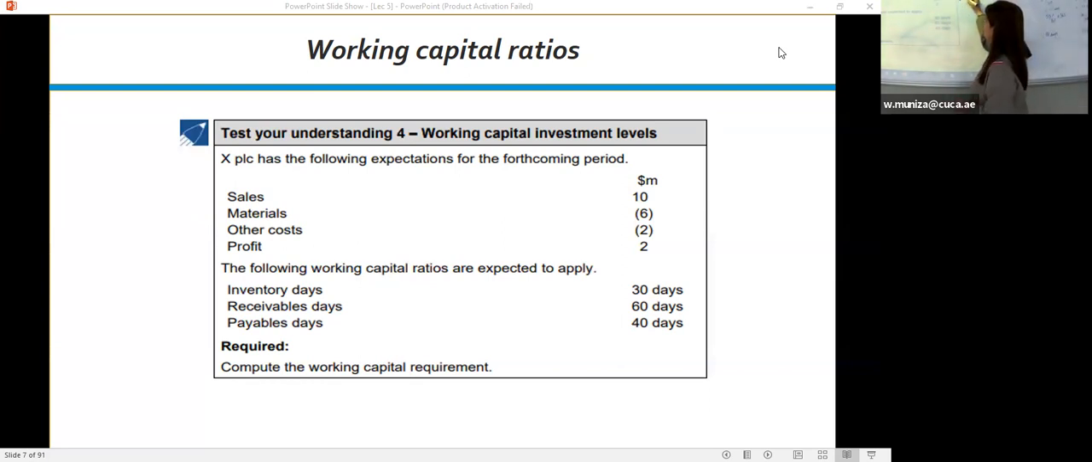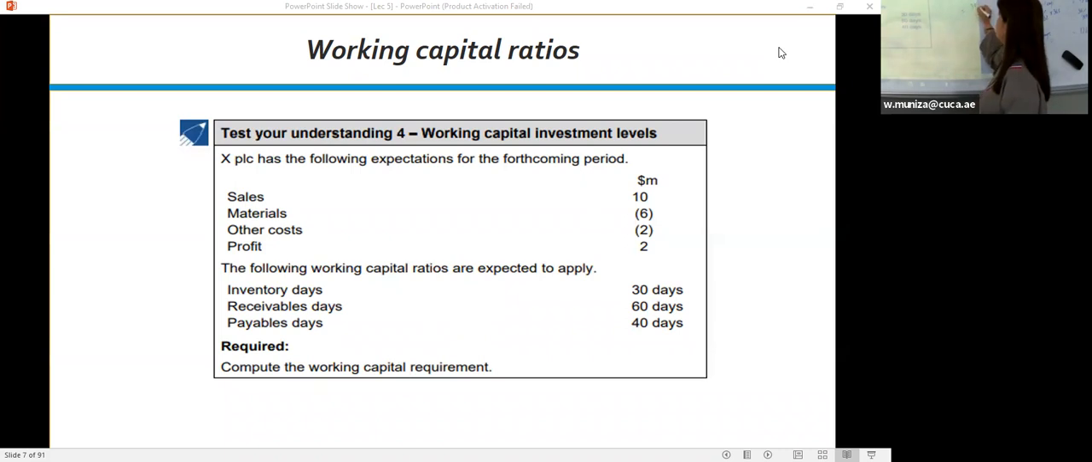For inventory balance, what is the formula? Can anyone tell me? Inventory days divided by? Multiplied by 365. Divided by 365, multiply by cost of sales. Okay, then we have to calculate. Okay, first calculate this one.